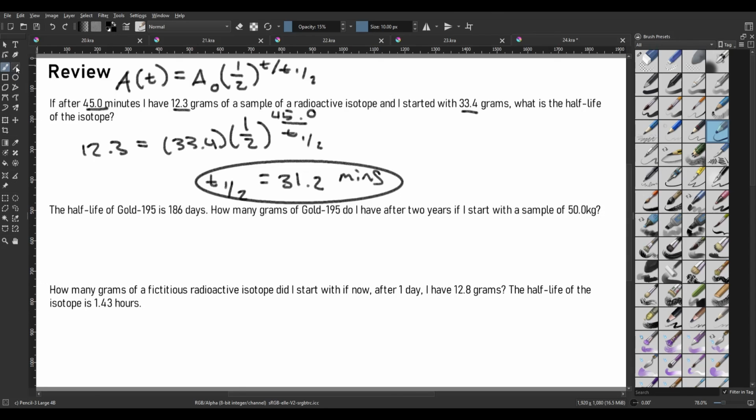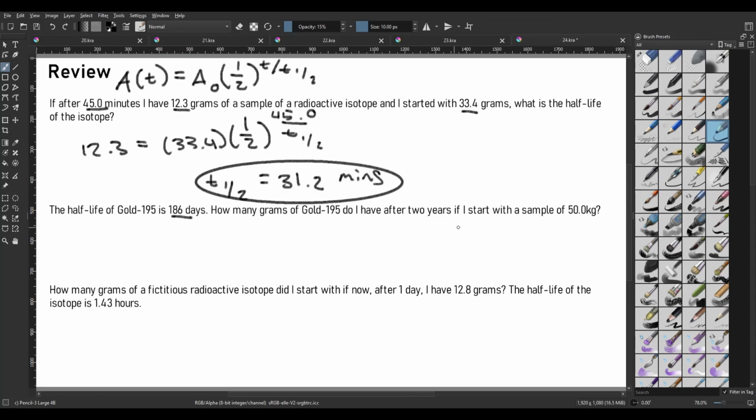Alright, what about the second question? Let's go ahead and clear our calculator. Let's read it. The half-life of gold-195 is 186 days. How many grams of gold-195 do I have after 2 years if I start with a sample of 50 kilograms? Okay, so we're looking for it after an amount of time. Say after 2 years. We've got to do a conversion here.